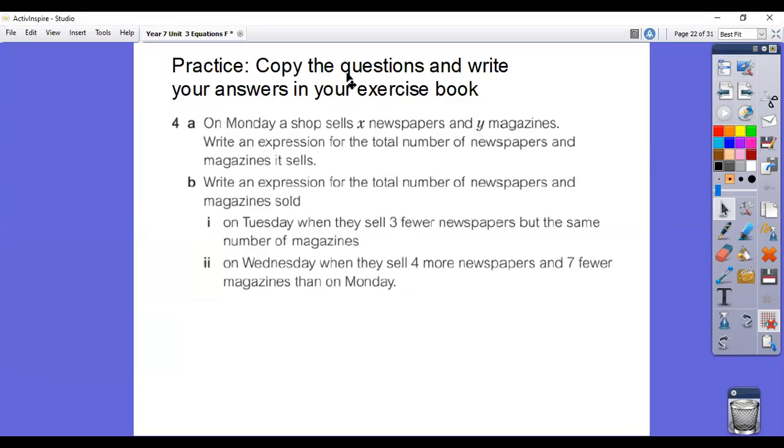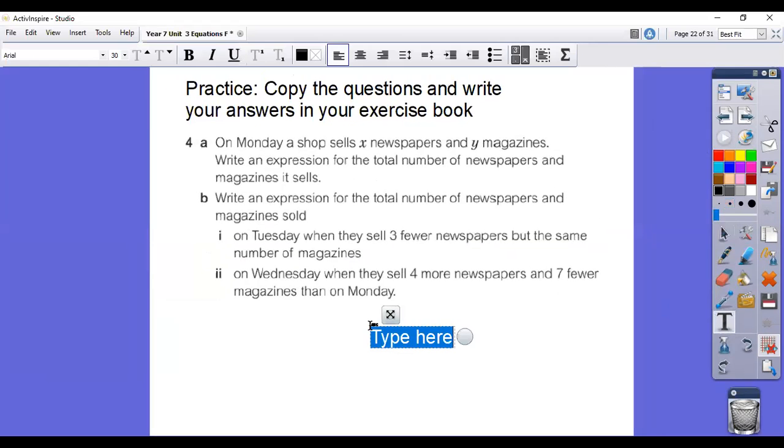Next question, copy the questions. So on Monday, a shop sells X number of newspapers and Y magazines. Write an expression for the total number of newspapers and magazines it sells. So this one, we know there's X number of newspapers we sold. We don't know how many. We just write X for the unknown plus Y for the number of magazines. So this would simply be written as X plus Y.